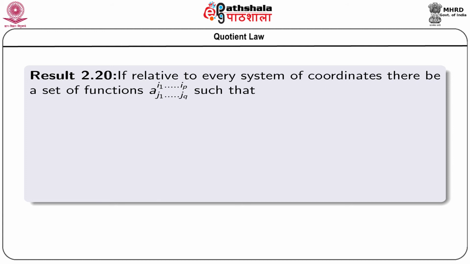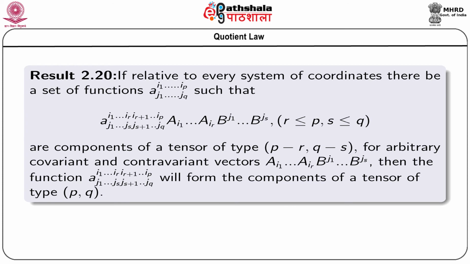So, we can write a general result: if relative to every system of coordinates there be a set of functions A(i1, i2, ..., ip; j1, j2, ..., jq) such that the relation A(i1, ..., ir, ir+1, ..., ip; j1, ..., js, js+1, ..., jq) multiplied by A(i1, ..., ir) and B(j1, ..., js) gives the components of a tensor of type p minus r, q minus s for arbitrary covariant and contravariant vectors A(i1, ..., ir) and B(j1, ..., js), then the function A(i1, ..., ir, ir+1, ..., ip; j1, ..., js, js+1, ..., jq) will form the components of a tensor of type p q.